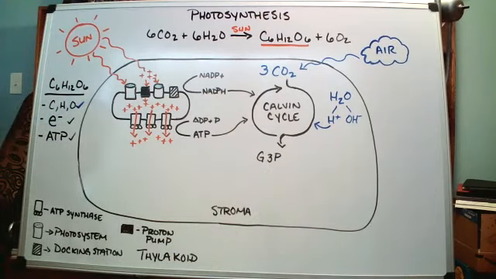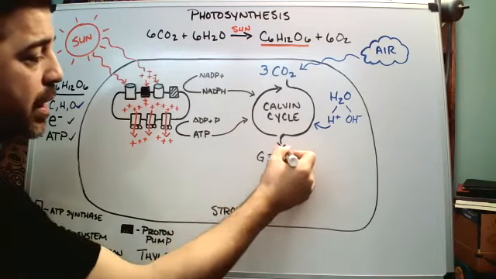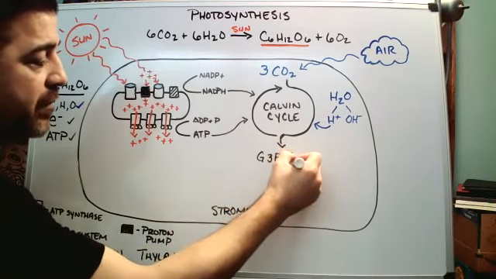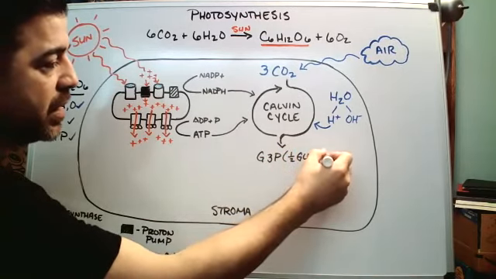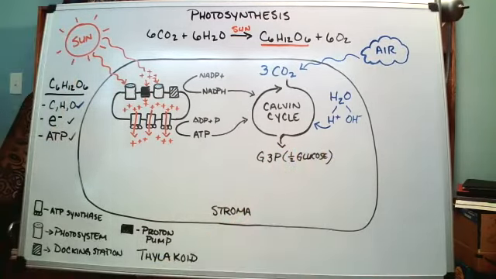It has its own name. It's a complicated name, and you don't need to worry about it. We're just going to say it's G3P, and it is half a glucose. Now, I know what some of you are thinking, isn't half a glucose pyruvate?